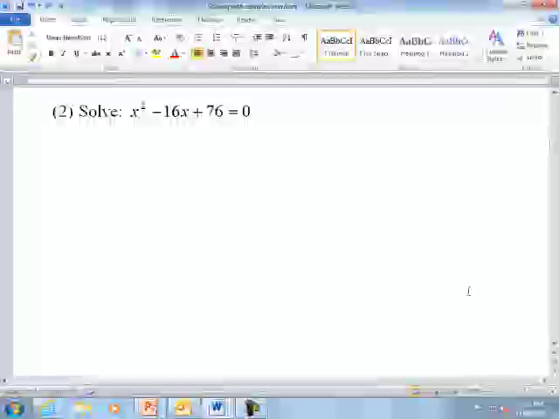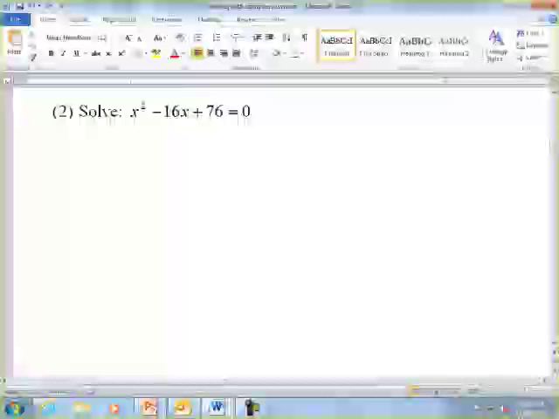For this next example, again, I cannot solve with square roots because we have that plain x term, an x to the first power term. So we need to complete the square. What do I do first? Subtract 76 from both sides to get the variables on one side with the constant on the other.